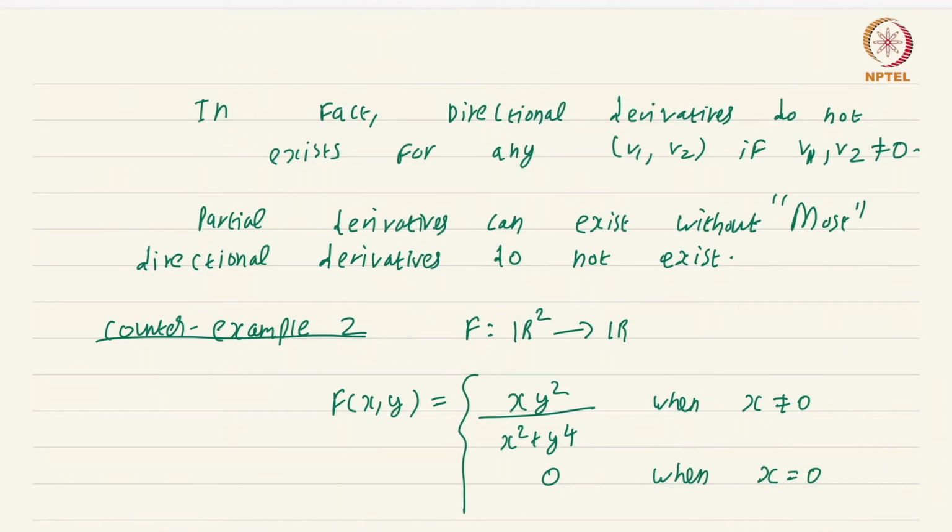Now this function looks rather complicated, so I've just plotted this on Wolfram Alpha, just the part x y squared over x squared plus y to the power 4. I asked Wolfram Alpha to plot it and it gave me something like this.